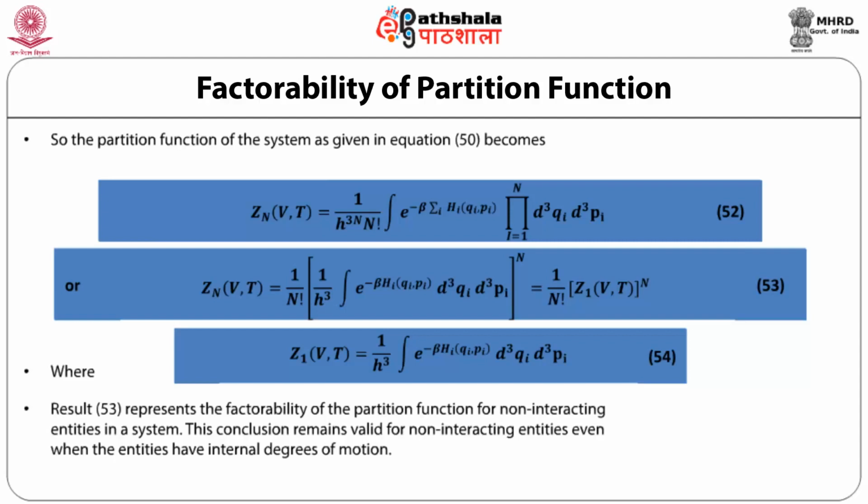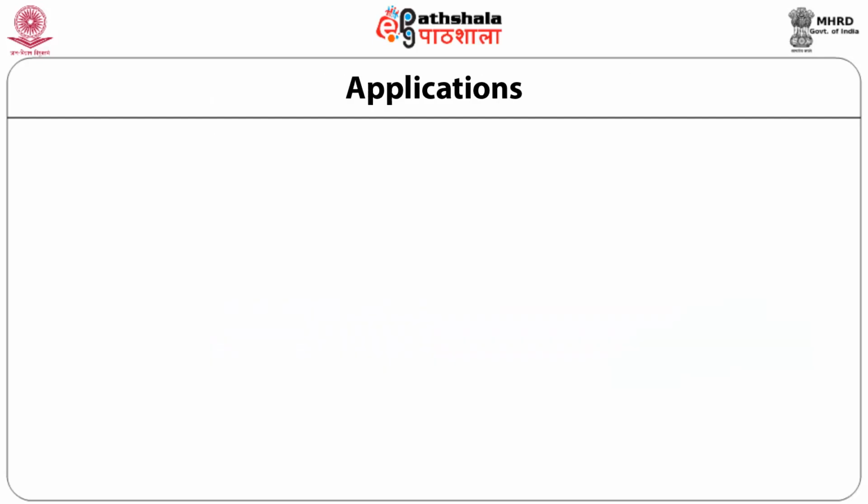Result 53 represents the factorability of the partition function for non-interacting entities in a system. This conclusion remains valid for non-interacting entities even when the entities have internal degrees of motion.